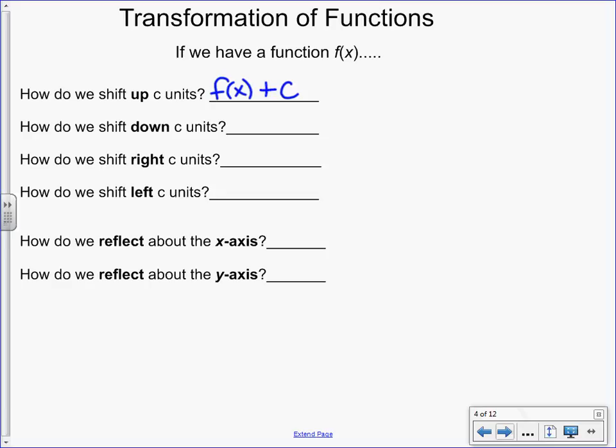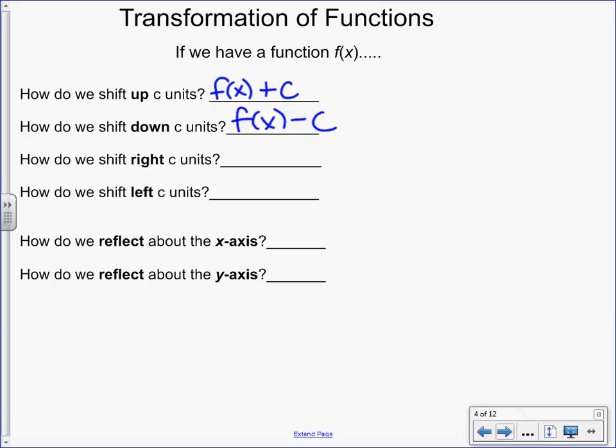We're moving up. Okay, so if we want our function to shift down c units, what would we do? Subtract. We would subtract c. Okay? Now you don't have to write this entire question in your notes. You can say shift down and f of x minus c. Okay? You don't have to write every single word on my slide if you don't need to. Okay? All right, right and left.